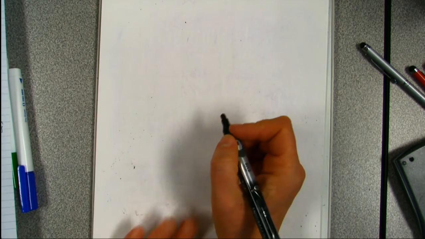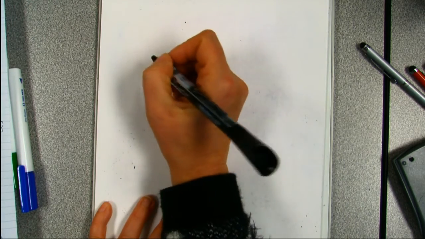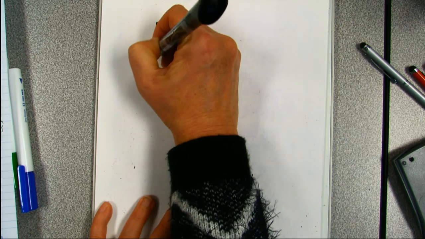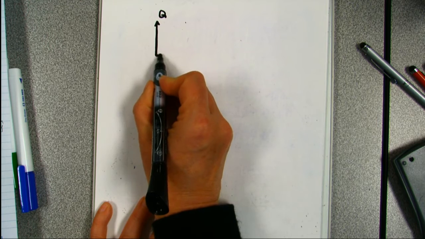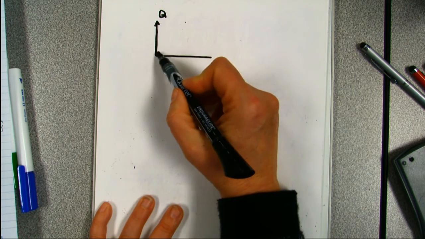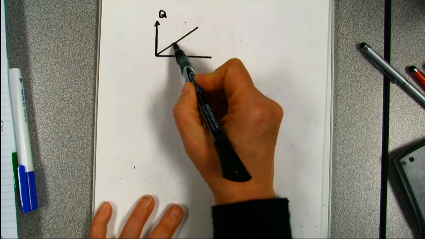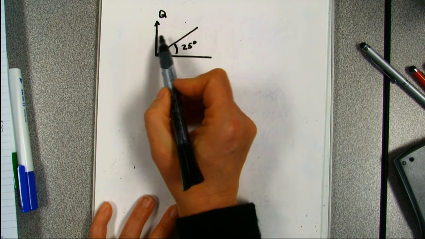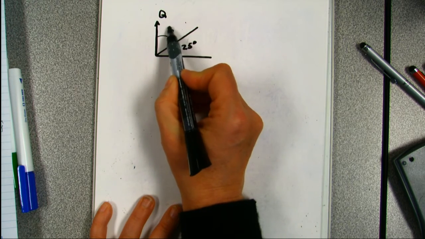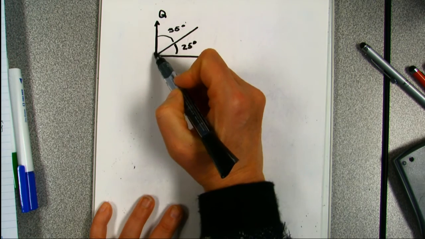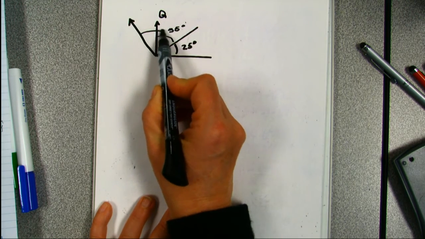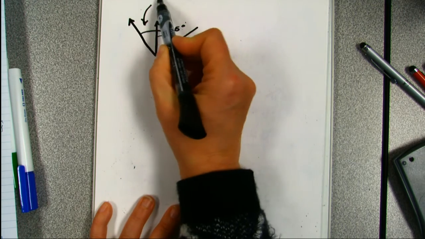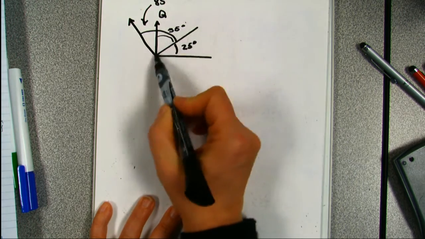So the picture gives me something like this. I've got a vector Q. I have a reference point here. I have a line here. This is listed as 25 degrees. This is listed as 55 degrees. And then I have a vector P over here, and that vector is listed at 85 degrees from this reference line.